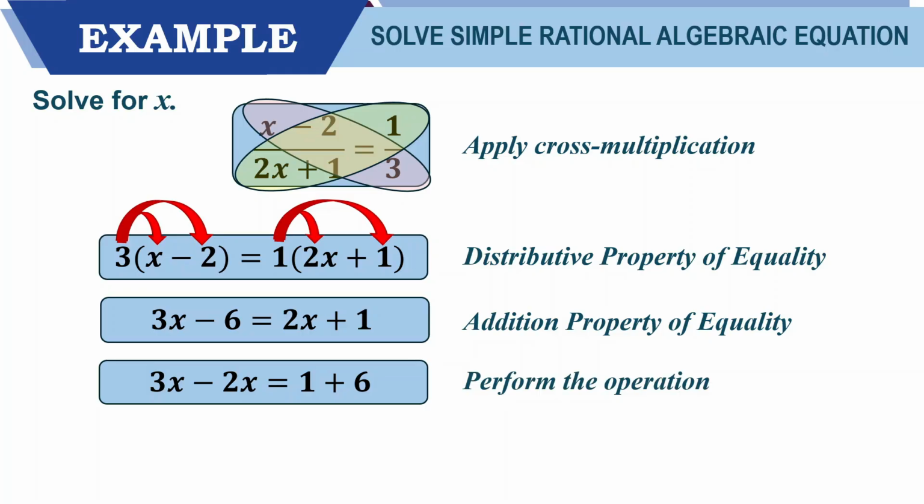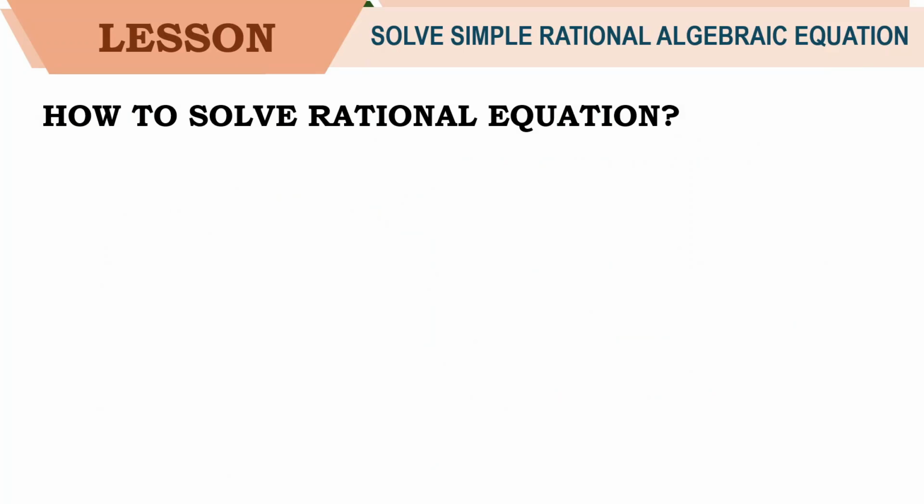Now, combining like terms, you will have 3x minus 2x is x on the left side and 1 plus 6 on the right side, which is 7. Thus, we will have x equals 7 as our answer.